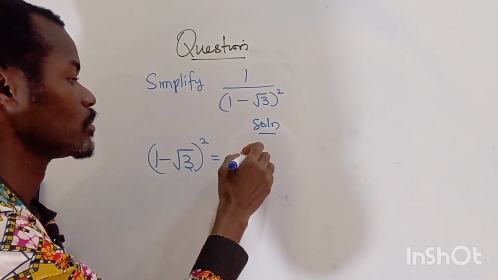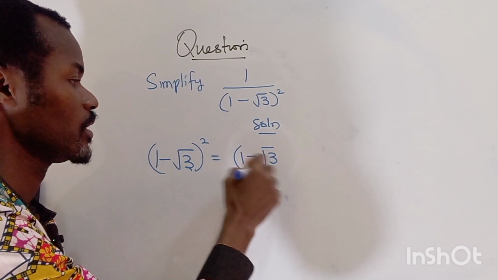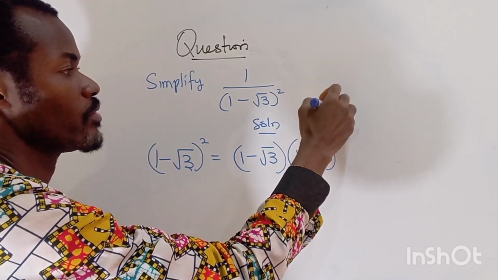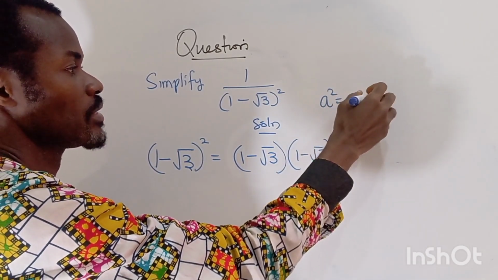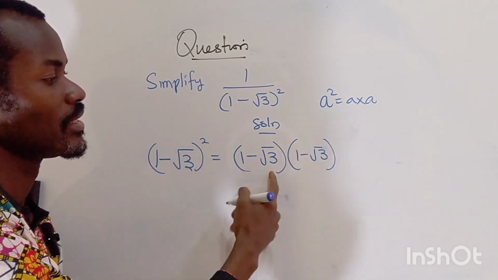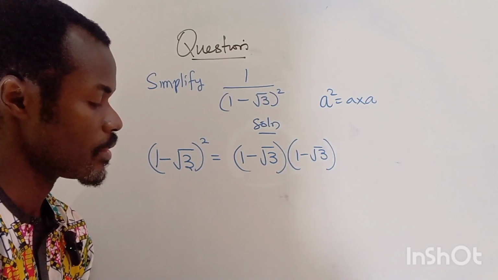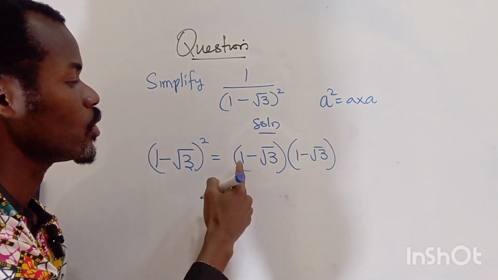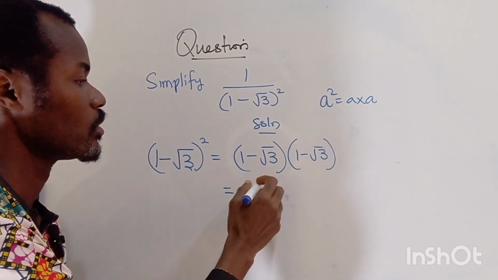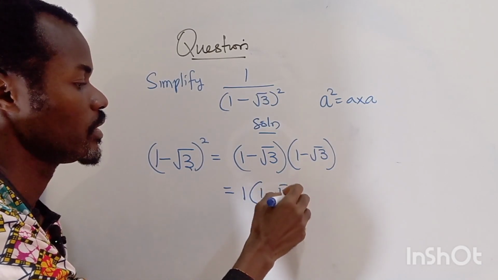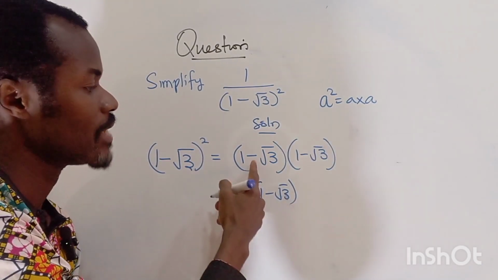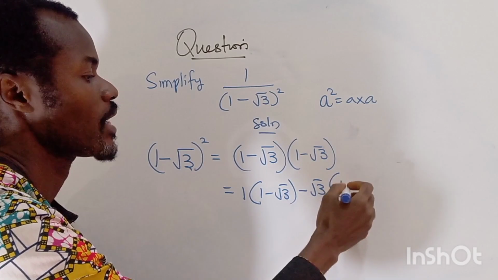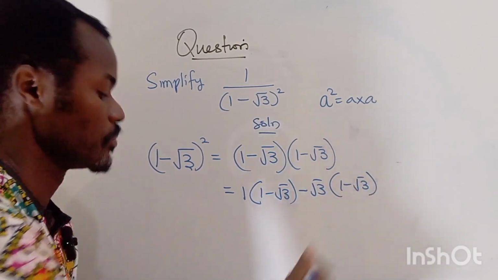This we can write as (1 minus square root of 3) multiplied by itself. Remember, we say a squared means a times a. So this square means this times itself. Now the next thing is we want to expand this. So I'm going to have 1 multiply this, so I have 1 times (1 minus root 3), and minus root 3 is going to multiply all this, so we have (1 minus root 3).